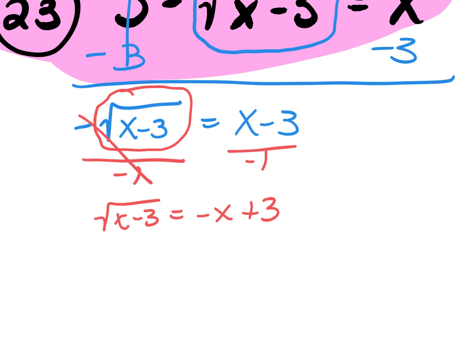Yes. Now, how do you get rid of a square root? What's the opposite of a square root? You square. So if I square this side, then I have to square this whole side. Agreed? So this cancels out. I have x minus 3.